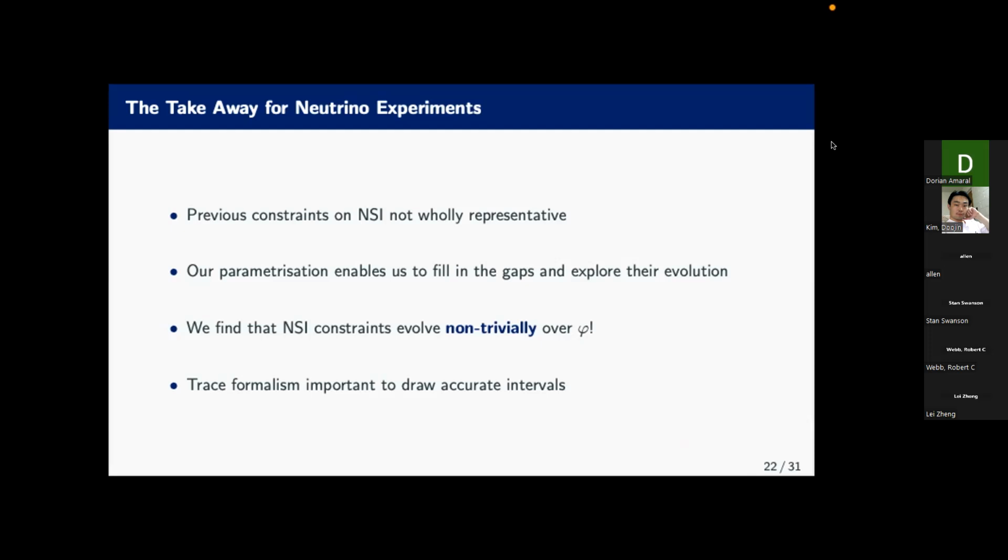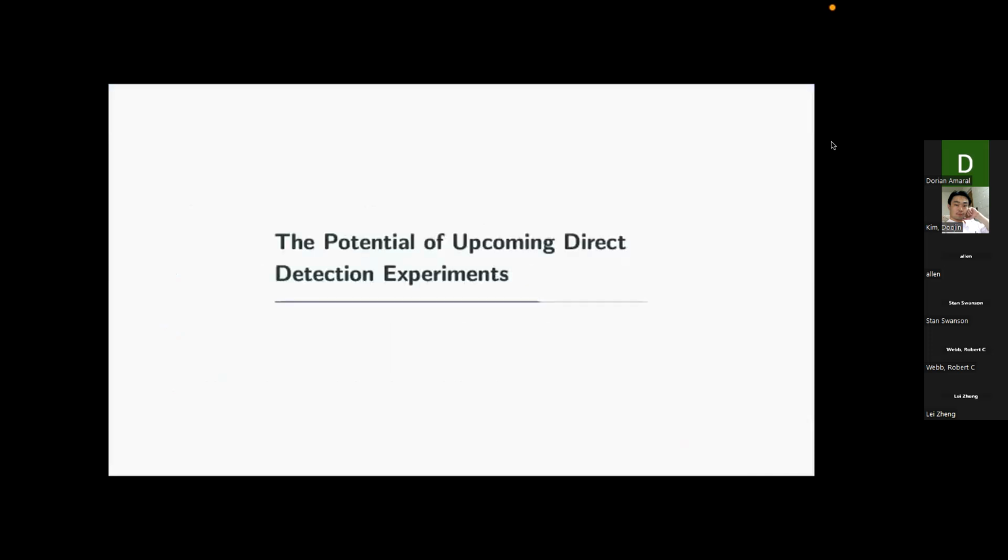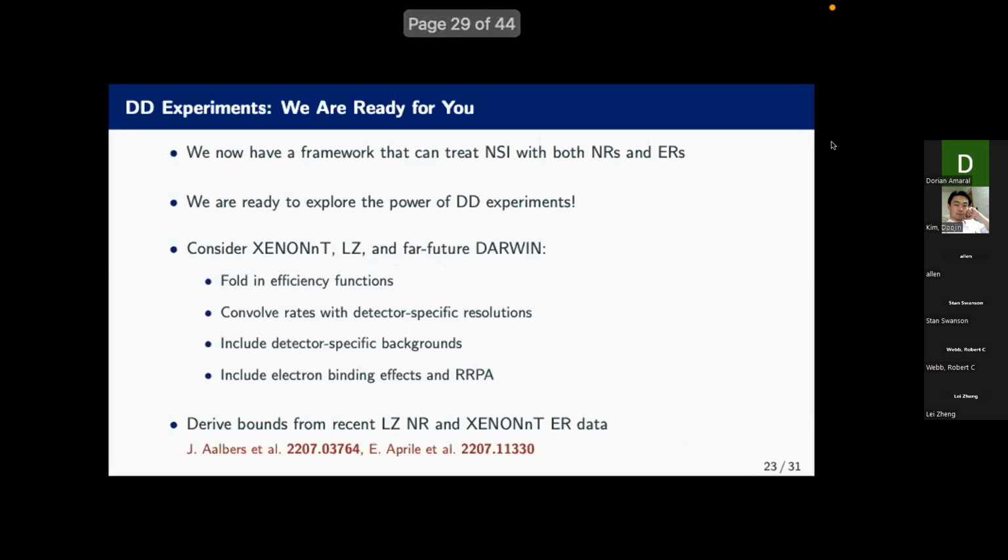So with all of that in play, we're ready to explore the reflection experiments. Now that we have this parameterization that gives you phi, i.e. it gives you effects of the nucleus and with the electron, we can more holistically play with the reflection experiments because they look at both neutrino-nucleus and electron. We want to consider these experiments: the upcoming full projected XENONnT and LZ, and the far future DARWIN experiment.